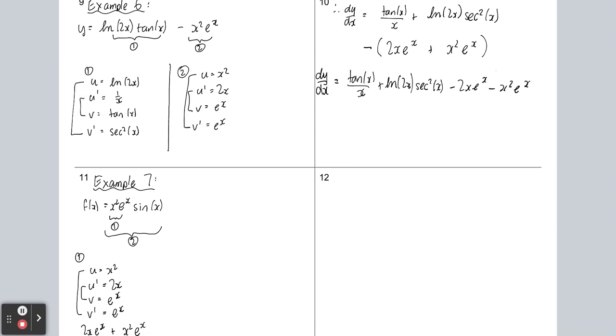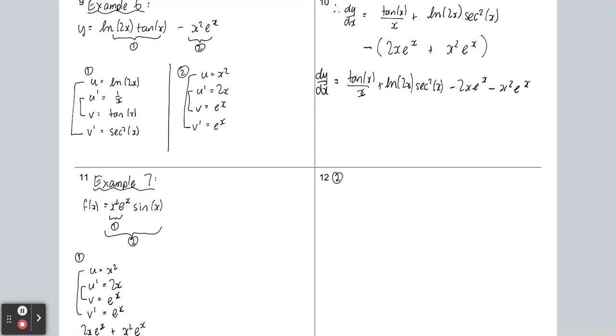Now I'm going to go into part 2. To give myself room, I'll go all the way over to the next slide here. And in part 2, I'm now basically saying the two things I'm multiplying together is this. This is now my first function, and this is my second function. So now I'm treating this whole thing I'm circling now as u, and this second part as v.